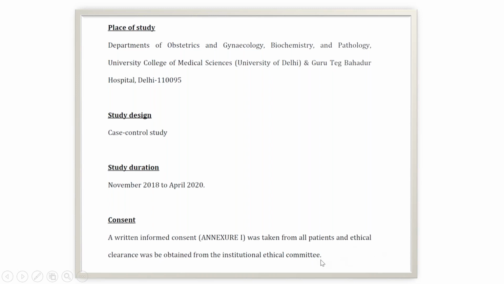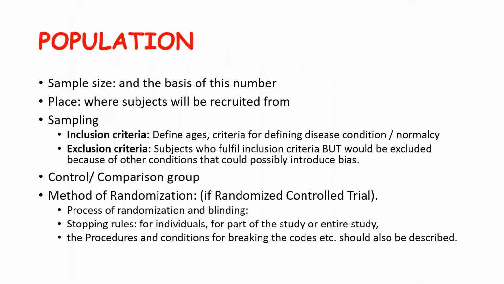You do not take it for granted that the institutional ethical committee is of UCMS. You have to write it because sometimes in some studies you may also have to take samples from, say, cancer institutes. In that case their institutional ethical committee's approval is also required, so you have to mention from which institute you are taking the institutional ethical clearance.